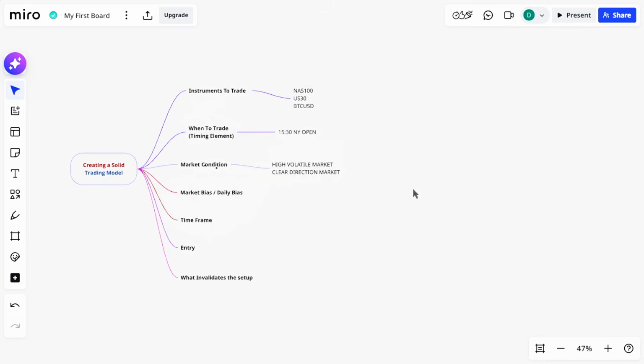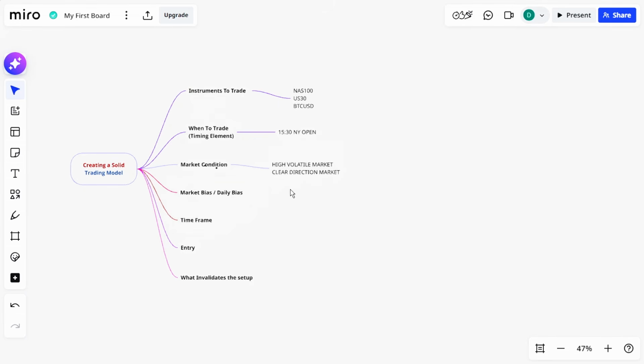So I avoid those market conditions by all means, and then start to stick with these ones that I just found from there, which is the same thing that you've got to do on your side as well. You've got to find the type of market condition that you need to avoid, and then the one that you want to trade around. Next one, I've got the market bias or the daily bias.